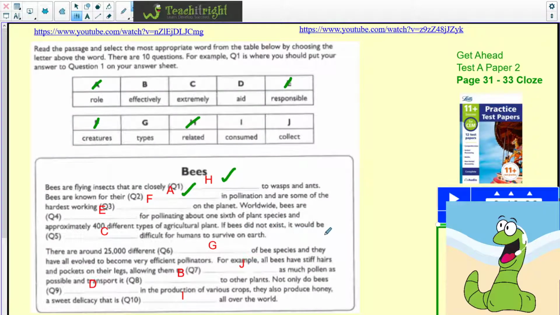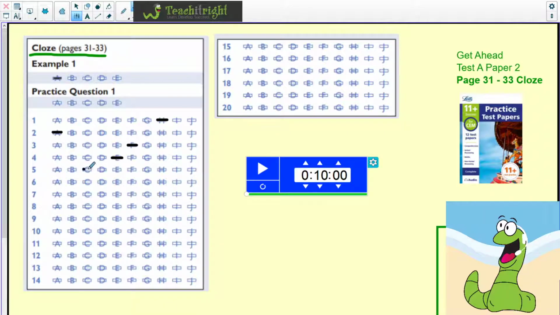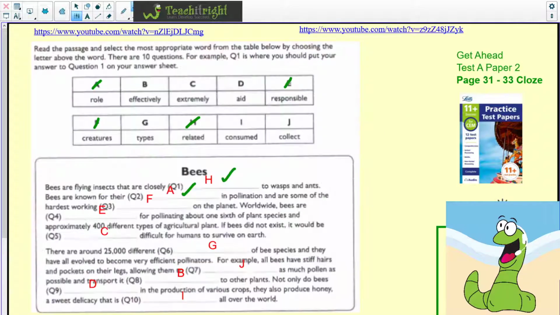If bees did not exist, it would be something difficult for humans to survive on Earth. Extremely difficult to survive. So we need to mark C down for number 5. And let's go on to number 6. There are around 25,000 different something of bee species. And that's types. Again, let's cross out that letter because we've used that.